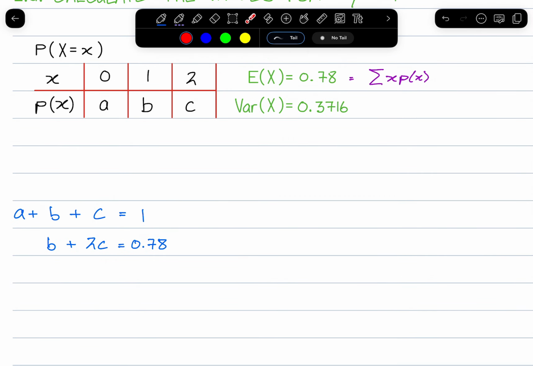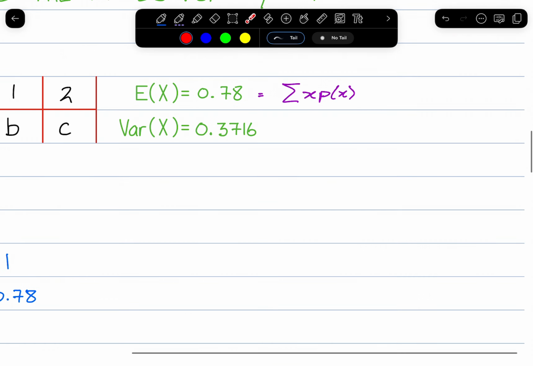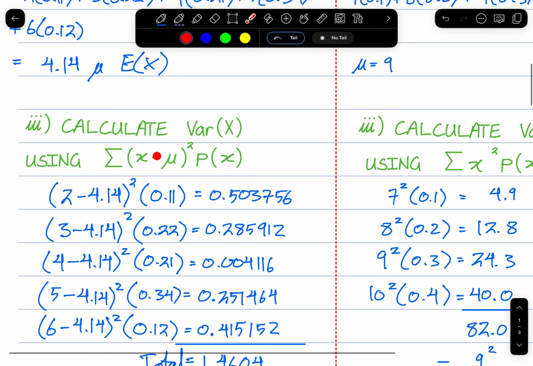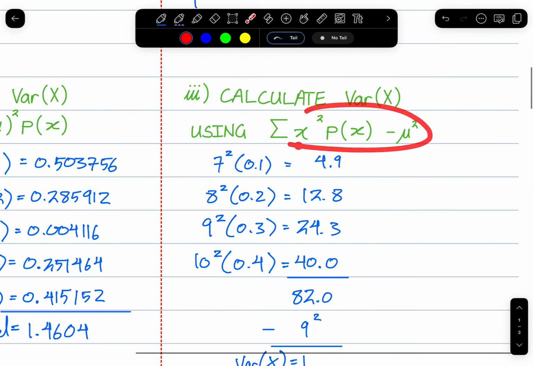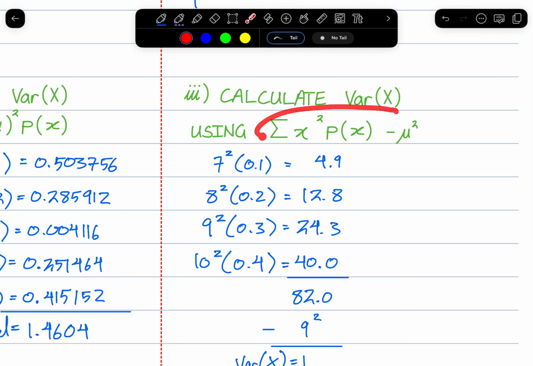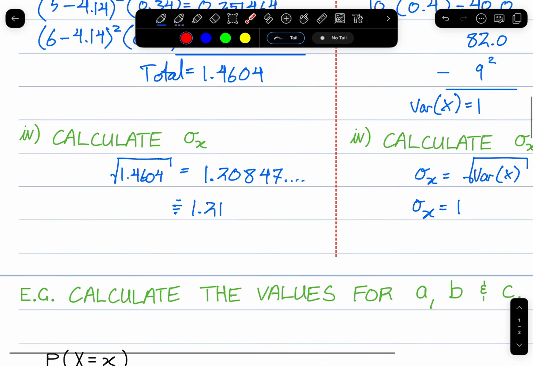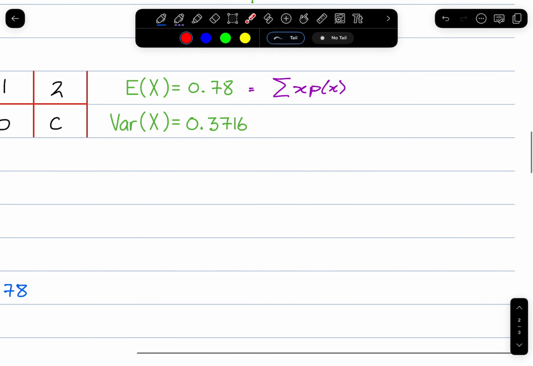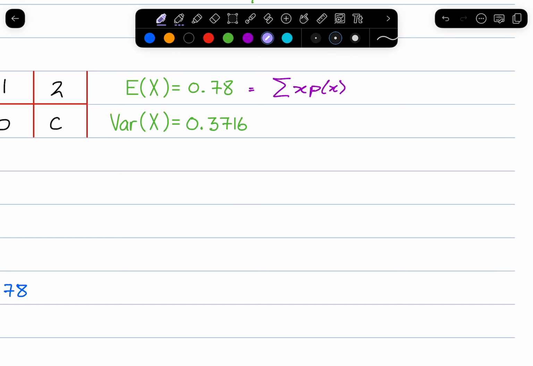So for this, we actually need to move on to the next piece of information, the variance. Now for the variance, you could use either this one or this formula, but I normally just gravitate to this one more frequently. You'll see why in a moment. So the formula that I use often is the sum of x squared times the corresponding probability. So all of this first, and then we minus the expected value squared.